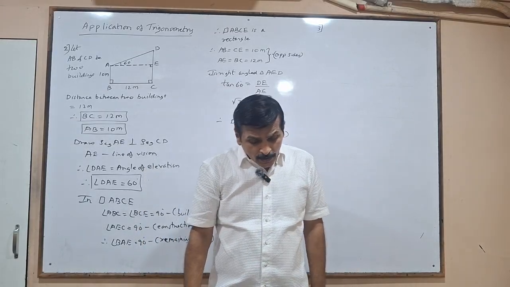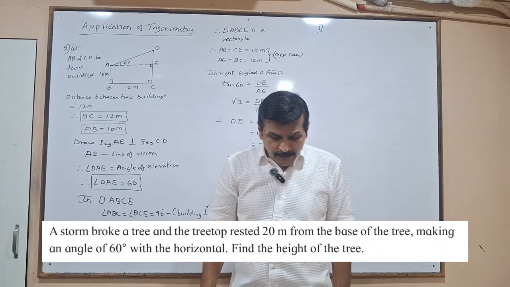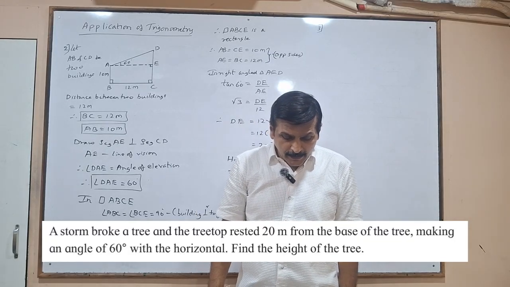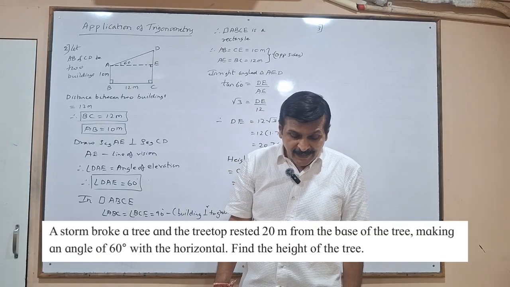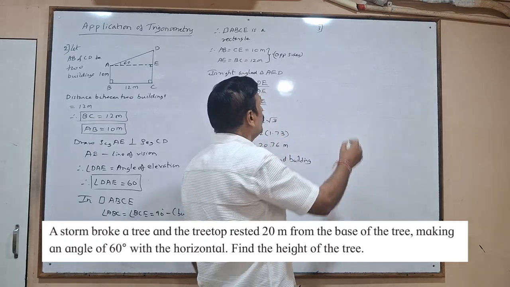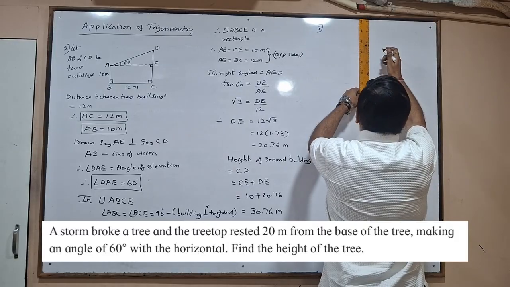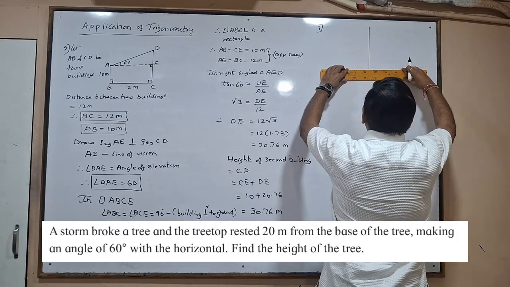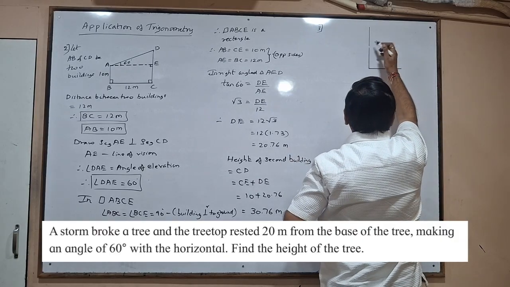The question says, a storm broke a tree and the tree top rested 20 meters from the base of the tree, making an angle of 60 degrees with the horizontal. Find the height of the tree. A storm broke a tree. So basically, we have to draw a tree. But what is happening here?